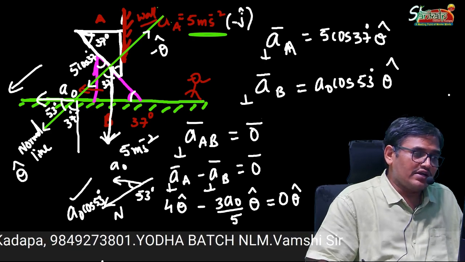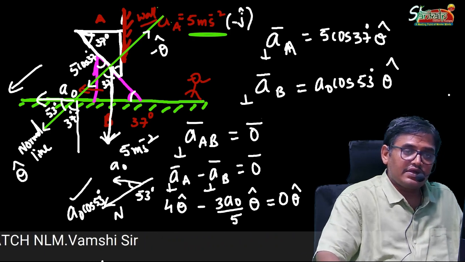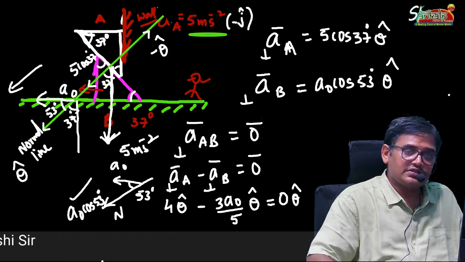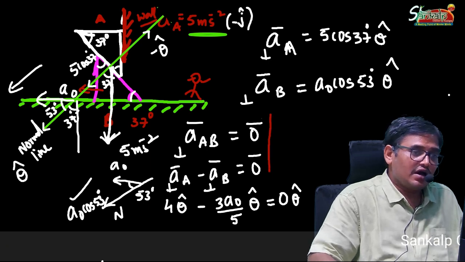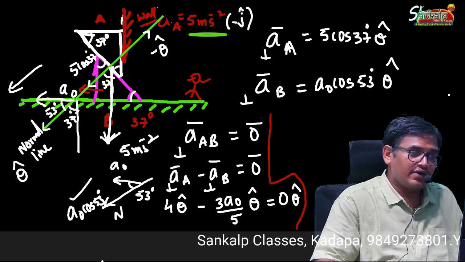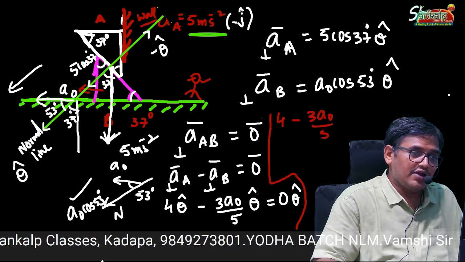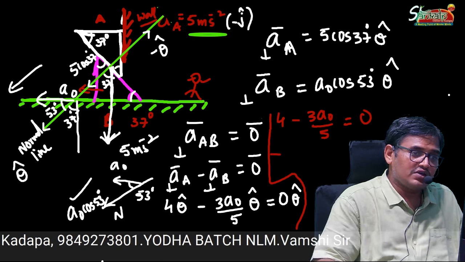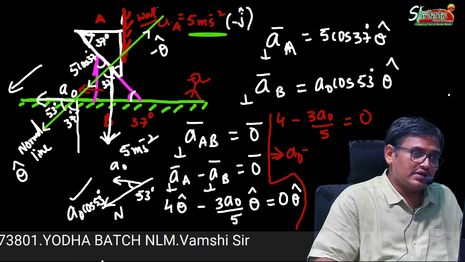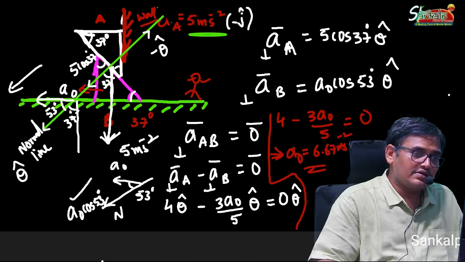So equating the theta cap coefficients, what are we going to get? We are going to get dairy milk? No, we are going to get the answer. 4 minus 3 A naught by 5 is equal to 0. It implies A naught is equal to 20 by 3, that is 6.67 meter per second square.